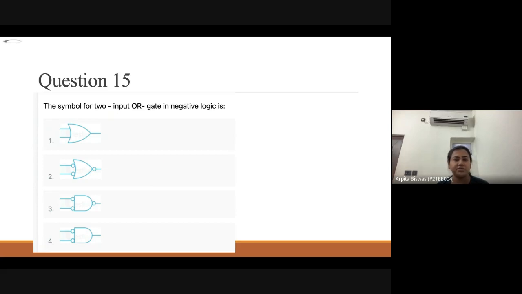So this is question number 15. The symbol for two input OR gate in negative logic is... So see the options carefully and try to give the right answer. The symbol for two input OR gate in negative logic.